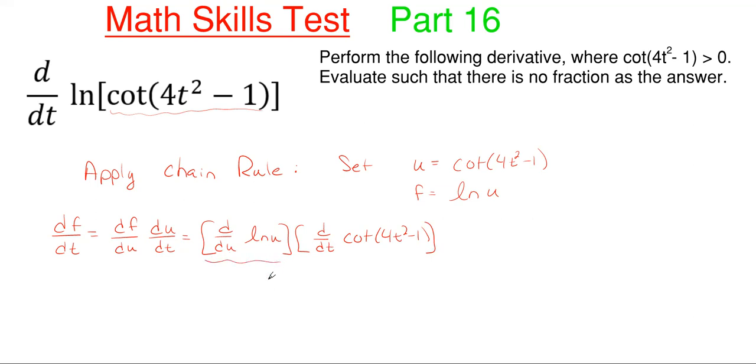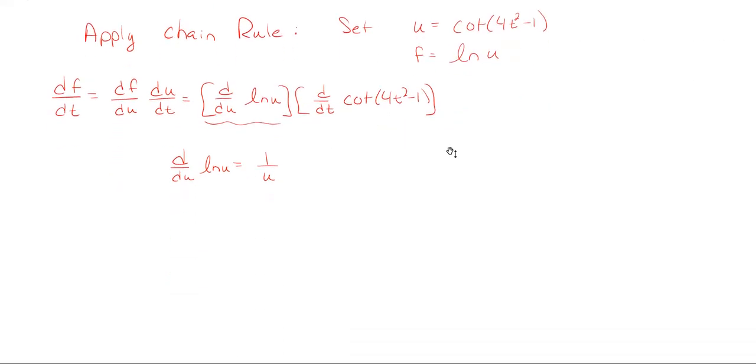Alrighty, so let's work on the natural log one first because it is the easiest of the two. So whenever you have the derivative of the natural log of a variable, that is simply just going to be 1 over u. So d du of the natural log of u is equal to 1 over u. Alrighty, well, what is u equal to? Well, it's the cotangent of 4t squared minus 1. So let's go ahead and plug that in for our u variable here. So this would just be 1 over the cotangent of 4t squared minus 1.